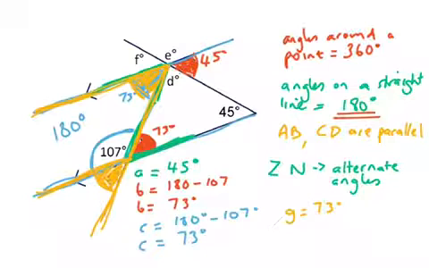Again, we can test that theory. We can check that that's right, because we also know that this is a straight line. Angles on a straight line must add up to 180 degrees. 180 minus 107 gives us 73 degrees. So far we've got A is 45 degrees, B is 73 degrees, C is 73 degrees, and G is also 73 degrees.